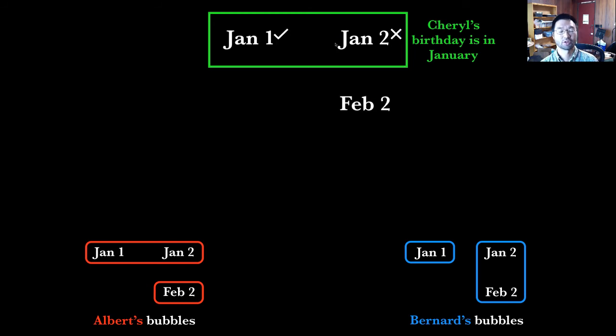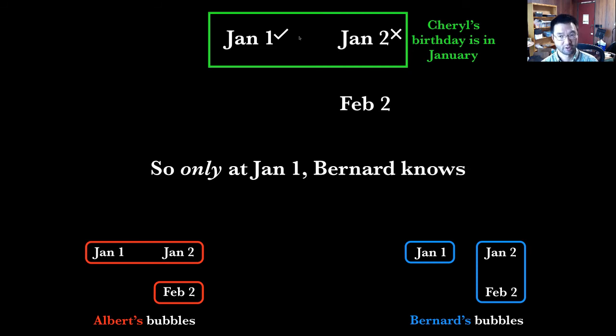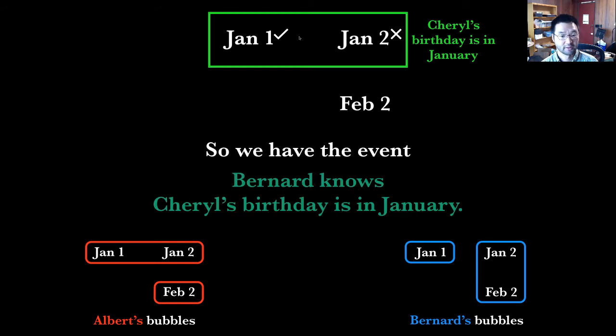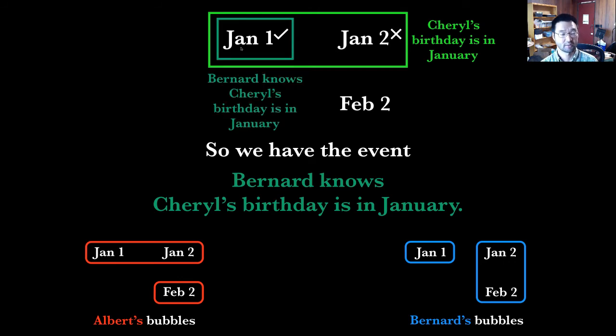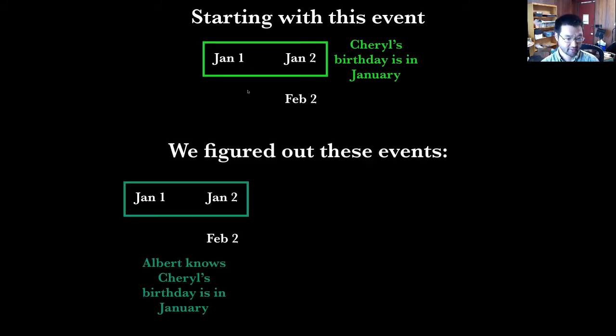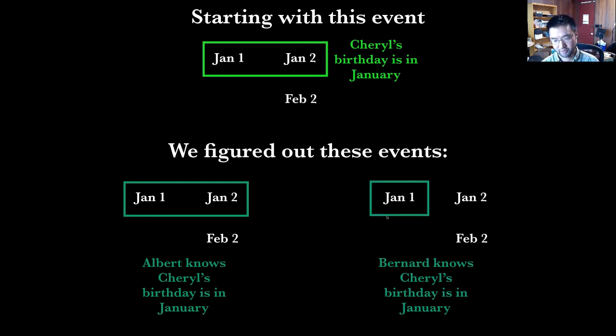So what is the event that Bernard knows that Cheryl's birthday is in January? Well, that only happens when the date is January 1st. So only at January 1st does Bernard know that Cheryl's birthday is in January. So the event Bernard knows Cheryl's birthday is in January is just this date here. This is the only time Bernard knows Cheryl's birthday is in January. So starting with the original event, we figured out these events. This is the event Albert knows Cheryl's birthday is in January. This is the event that Bernard knows that Cheryl's birthday is in January.